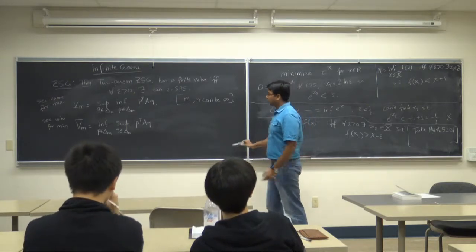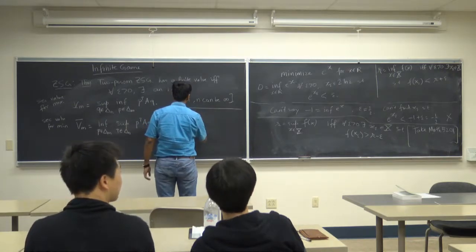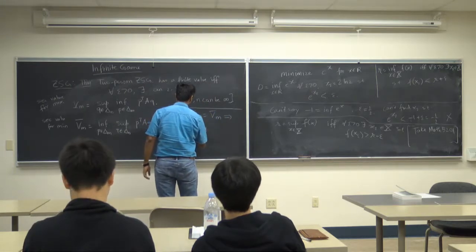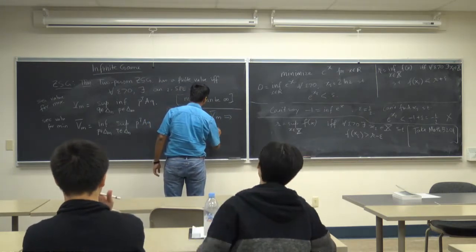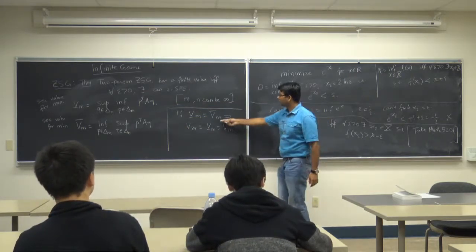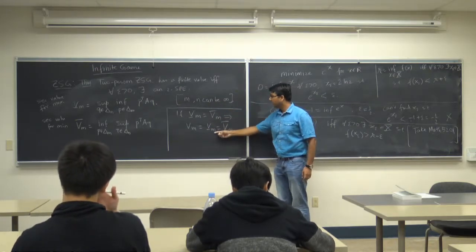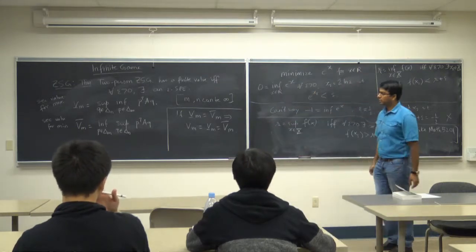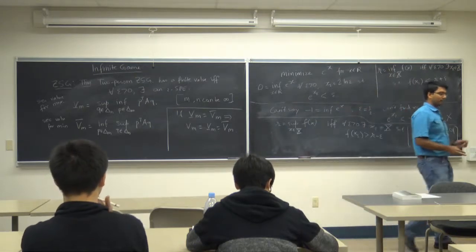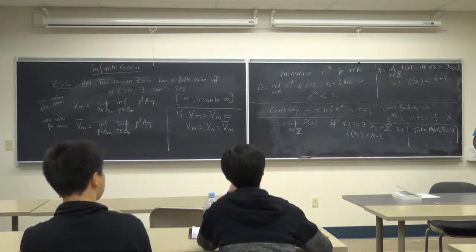Okay, so if the two security values are equal, then the value of the game exists for the zero-sum game, and it's equal to the security values of the players. Okay, so any question? No?